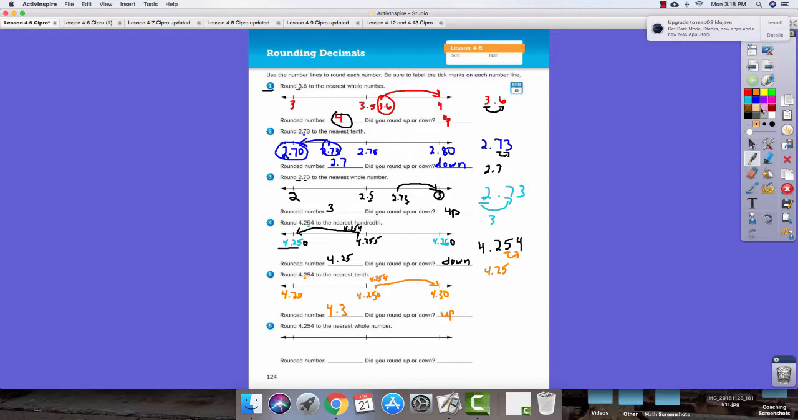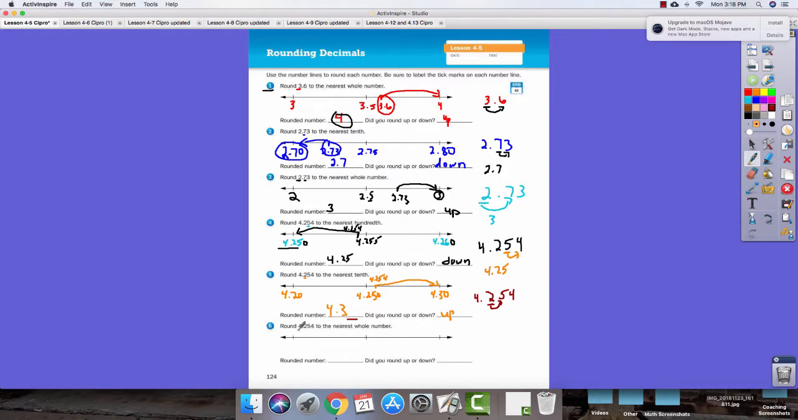Now, using the shortcut method, okay, it's a little less clear, but we can still use it. 4 and 254 thousandths. And I'm rounding to the nearest tenth, so I'm going to underline my tenths place. I'm going to look to the right. So in my hundredths place, I have 5. So remember, if the digit to the right is 5 or greater, we're going to round up. So since it's 5, I'm going to round that 4 and 2 tenths up to 4 and 3 tenths, my next tenth up, okay?